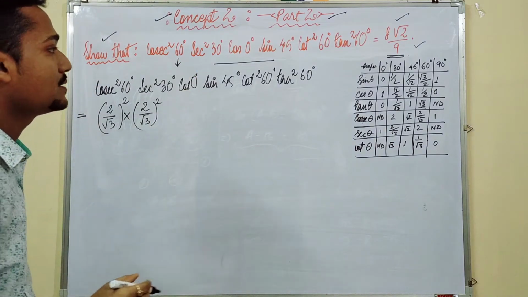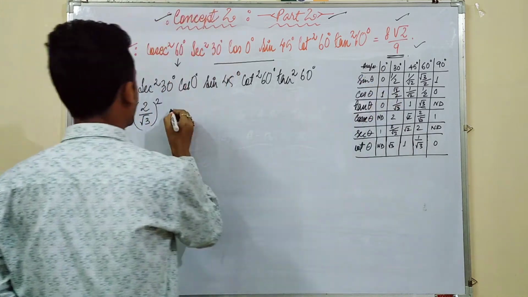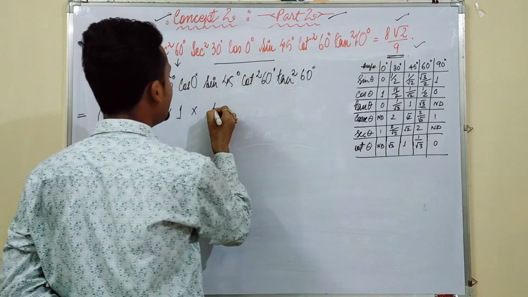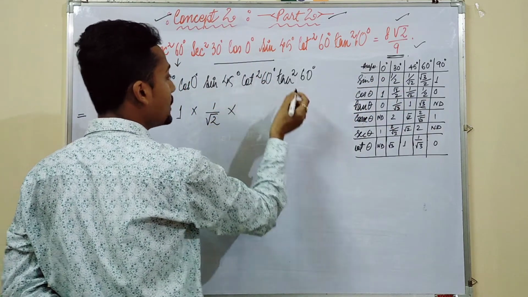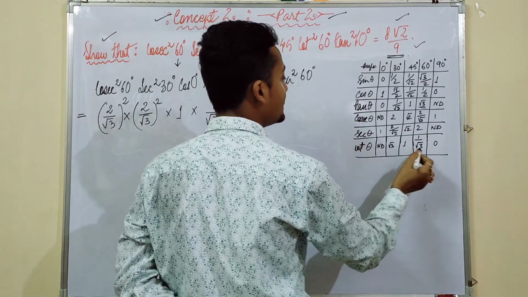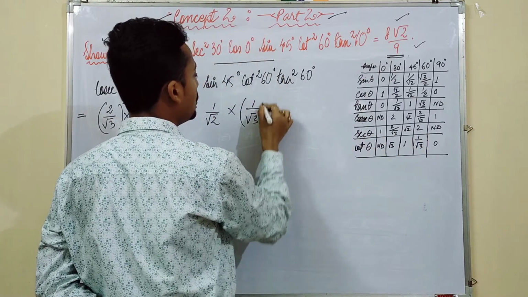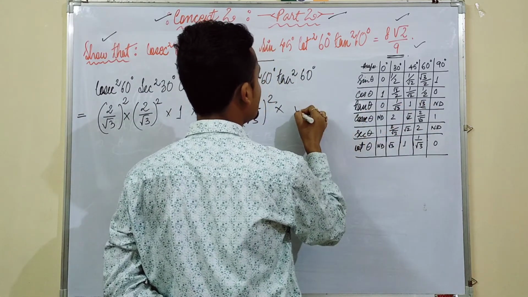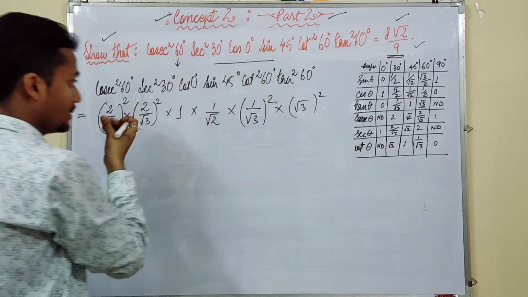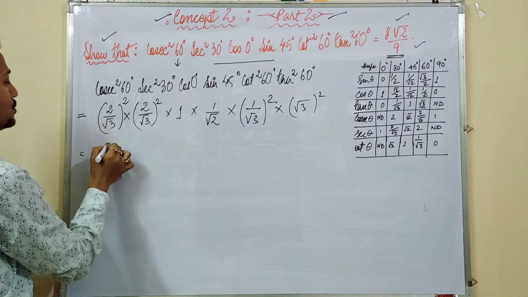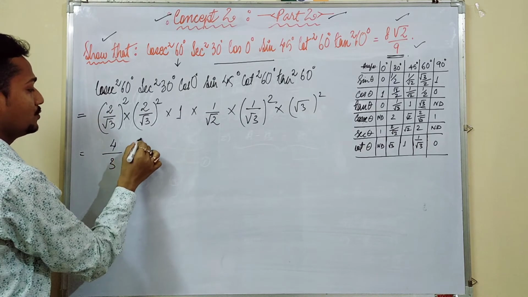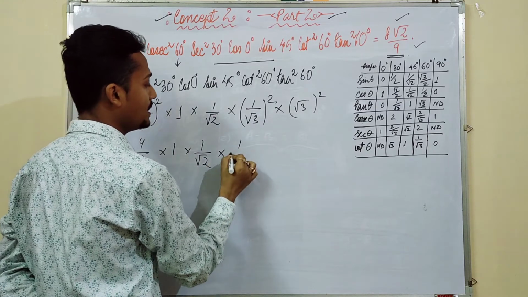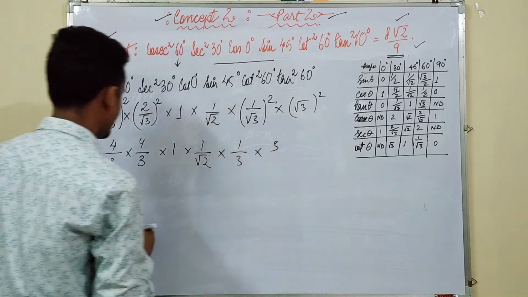Cos 0 degree is equal to 1, into 1, into sin 45, 1 by root 2, into cot square 60, that means 1 by root 3 whole square, into tan square 60, that means root 3 whole square. Okay, so let us find it out. 2 2s are 4, root 3 into root 3, 3, into 4 by 3, into 1 by root 2, into 1 by 3 into 3. So what it will be?